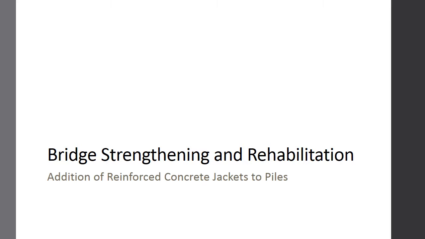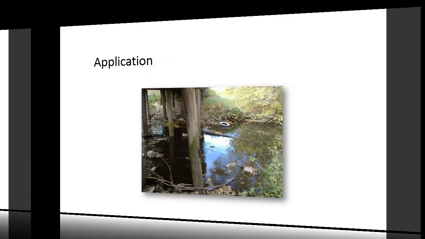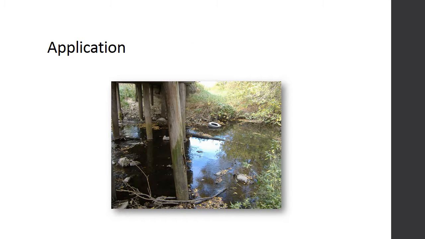One method successfully employed to strengthen deteriorated piles is to encase the pile in a reinforced concrete jacket. This section will provide the steps necessary to complete this method. This method is used for strengthening timber piles that have localized minor to moderate deterioration or damage no longer than 18 inches that has weakened the overall strength of the member.